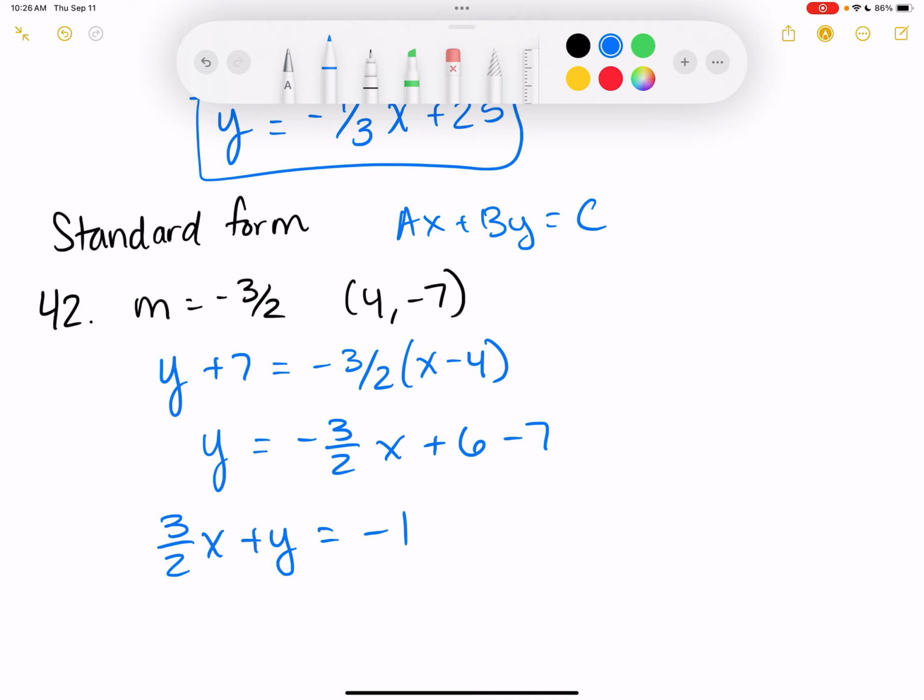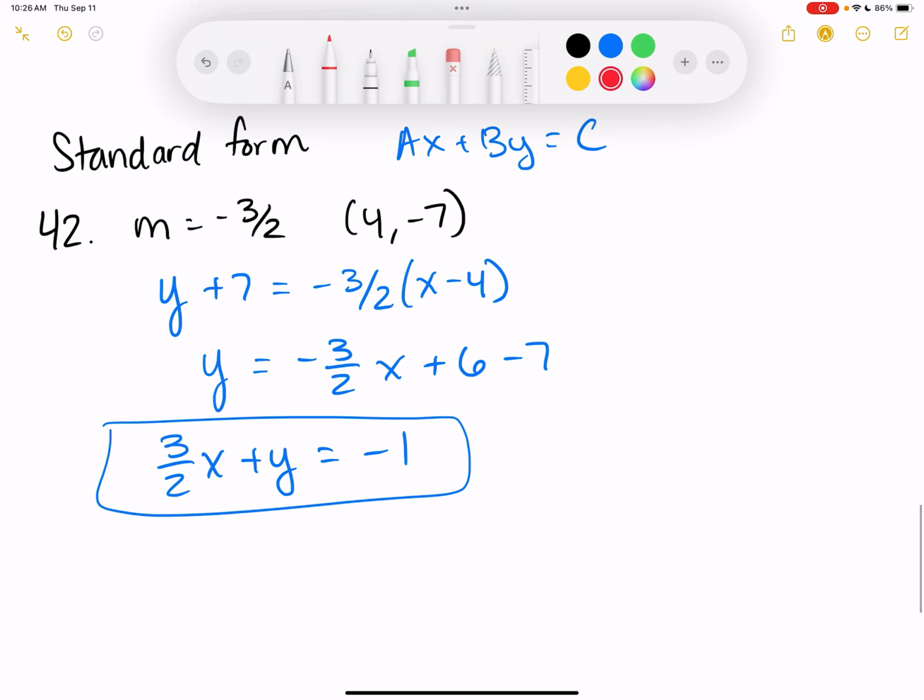I would typically just leave it here. But they're going to multiply the entire equation by 2. So they're going to give you 3x plus 2y equals negative 2. So if your answer has a fraction in it and their answer doesn't, that's probably what happened. They probably just multiplied everything by the denominator so that they could get integer values. I'm not worried about them being integer values, but I'm just letting you know in case you're checking your answers in the back.